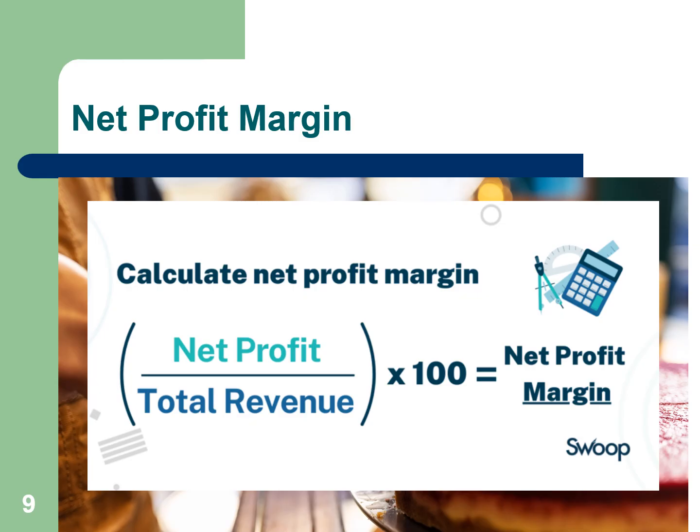The net profit margin can also inform strategic decisions. For instance, if the margin is low, a company may look into reducing costs or increasing prices. If the margin is high, the company may consider expanding its operations or investing in innovation.